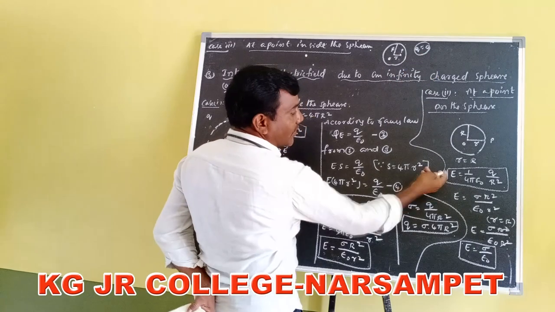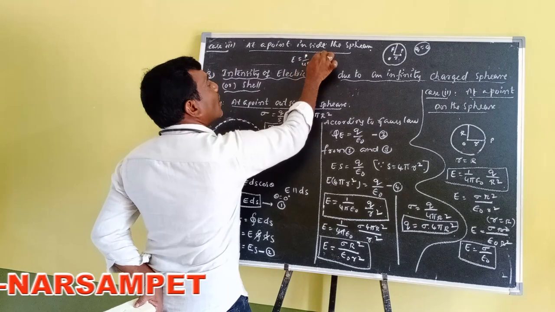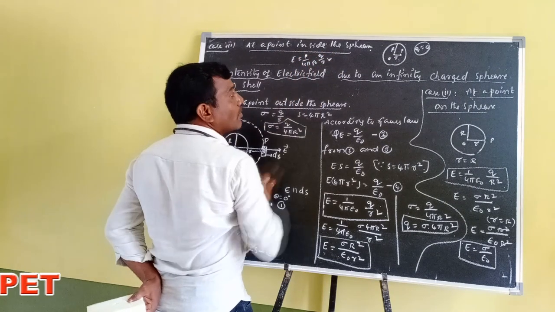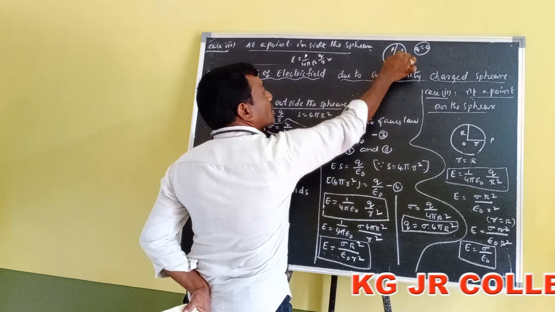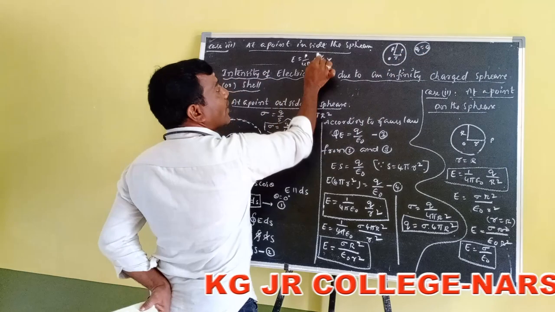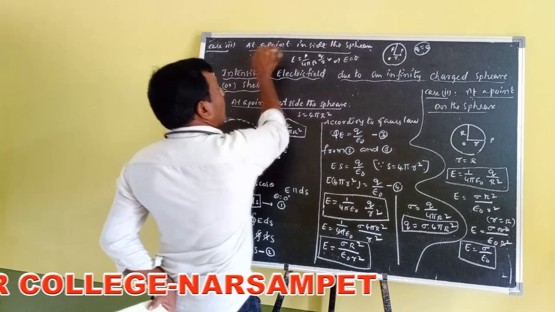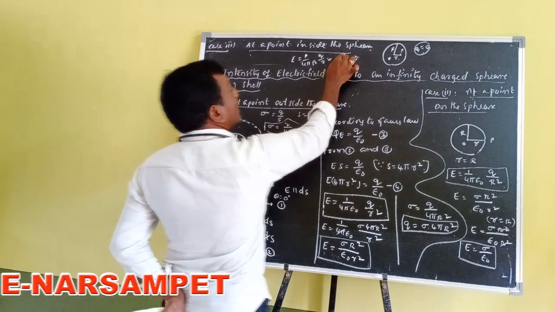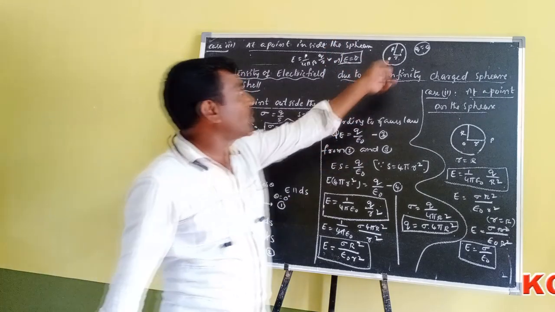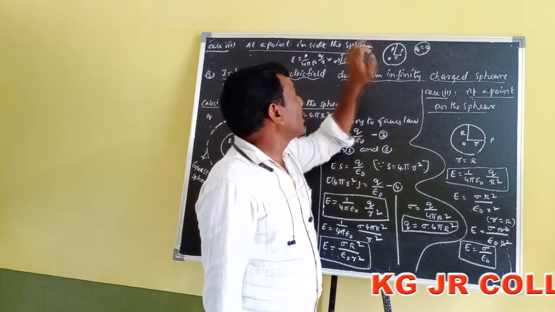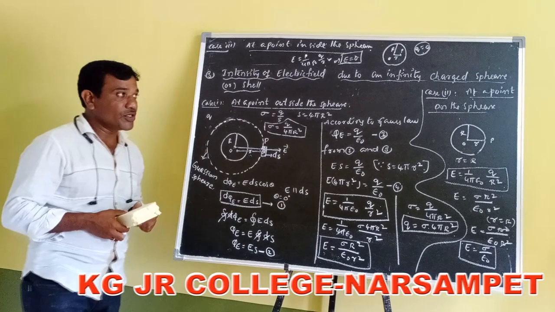From the equation, E is equal to 1 by 4 pi epsilon naught Q by r square. But Q is equal to 0, right? Inside, the charges are zero, so Q is equal to 0, and finally E is equal to 0. If the point is inside the sphere, the total intensity of electric field comes to 0. Why? Because no charges are present inside the sphere, so E is equal to 0. This is the intensity of electric field due to an infinite charged sphere.